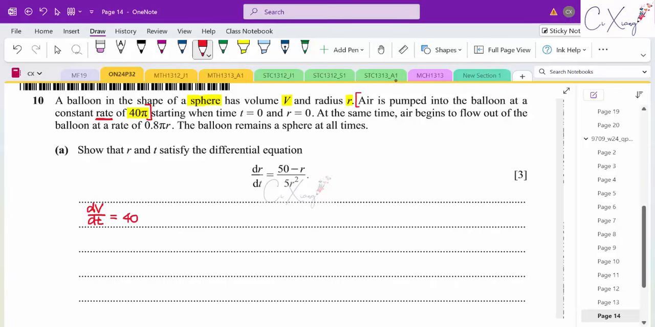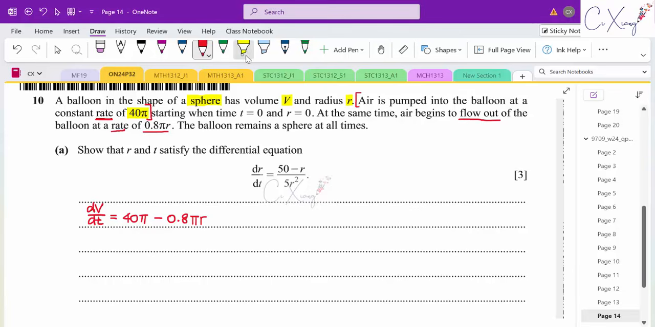So you're having a 40 pi. When you are pumping air into the balloon, right? So the volume of the air is increasing. Therefore, the 40 pi here should be a positive 40 pi. Okay? And after that, at the same time, the air begins to flow out of the balloon at a rate of 0.8 pi r. So flow out means that the volume is decreasing at a rate also. So when the volume is decreasing, we have to minus the decreasing volume, which is 0.8 pi r. Alright, so this is how we get the equation for dV over dt.